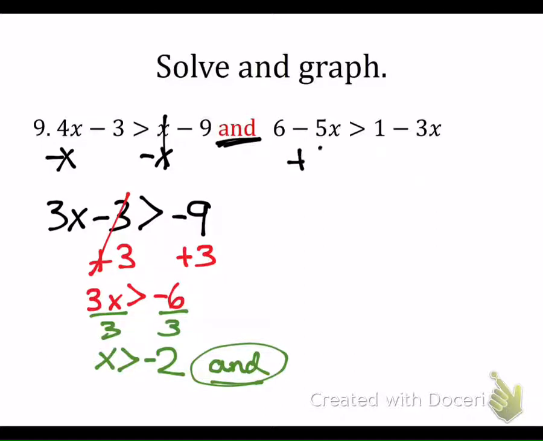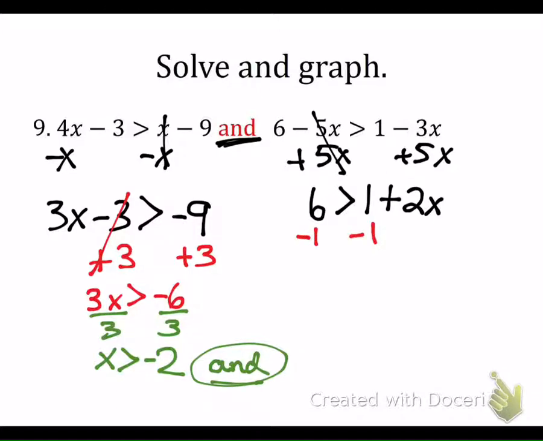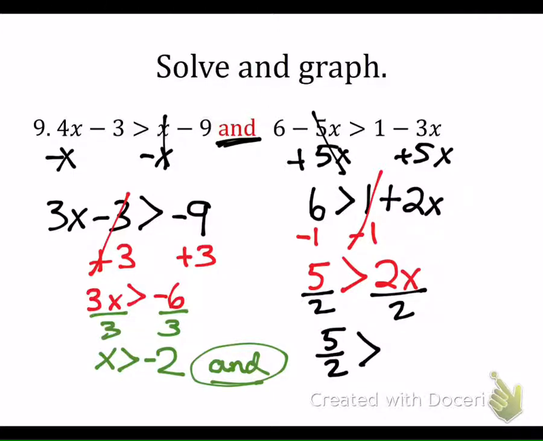All right, let's do the 5. So I'm going to add 5x to both sides. So I have 6 is greater than 1 plus 2x, right? Then what? Minus 1, minus 1. 5 is greater than 2x. Then I will divide. 5 over 2 is greater than x.